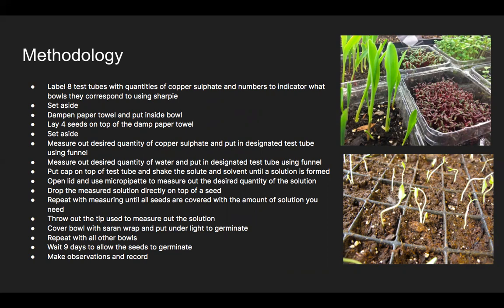After this, I measured out the quantity of copper sulfate I needed using the measuring spoons and used a funnel to put it in the correct test tube. I then measured out the water and used the funnel to add it to the test tube. Once the solute and solvent were in, I shook the test tube until a clear solution formed. I then used the micropipette to measure out the quantity of the solution I needed and dropped it on top of each of the seeds' coat. Lastly, I threw out the tip and began the process again for the other concentrations of the solutions. After all was done, I waited 9 days for the seeds to germinate before recording my results.